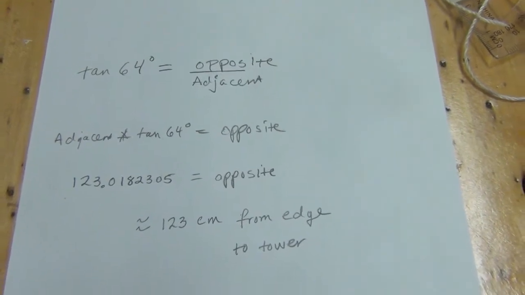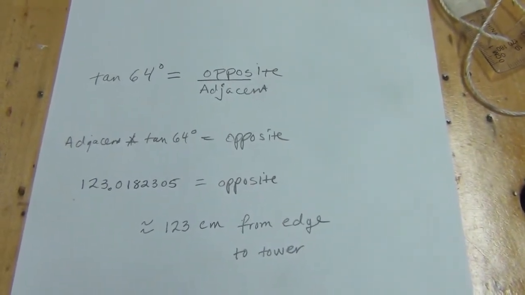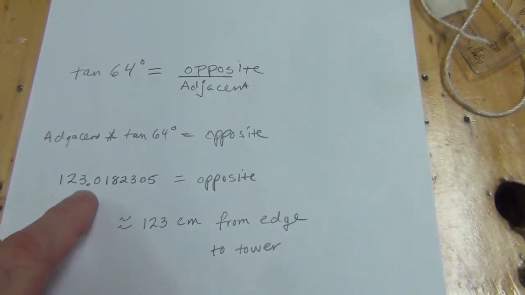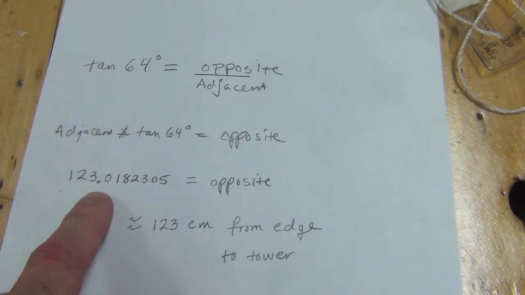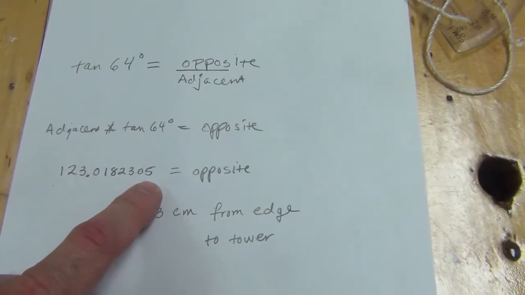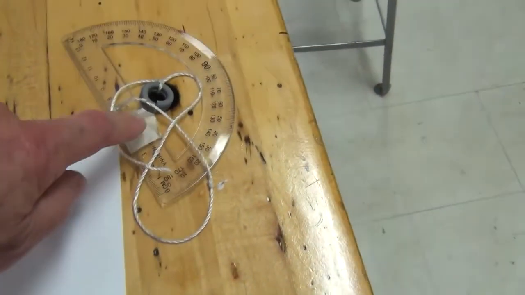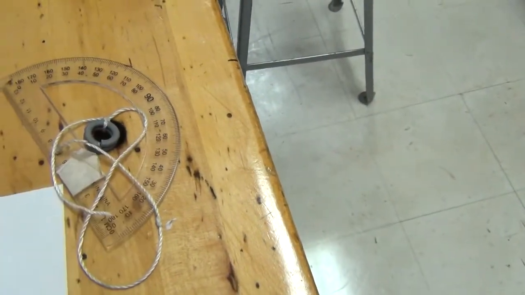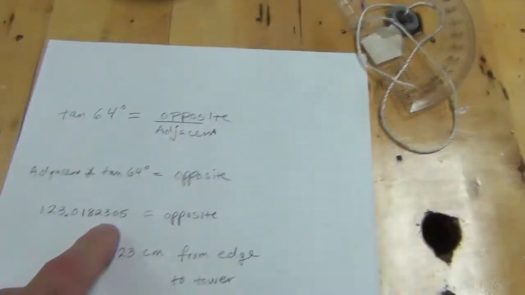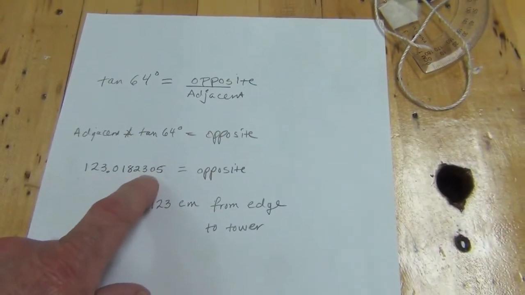123.0182305. Of course, if we claim that that's our answer, that's kind of ridiculous, because that tells us we've got this much accuracy to our system, right? And given that we used a protractor and we're measuring degrees to the nearest whole degree, it would be silly to add on that fraction to our result.